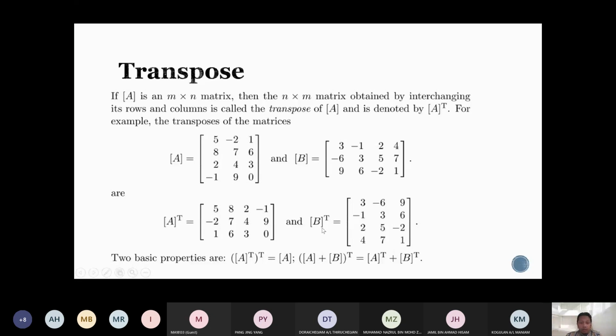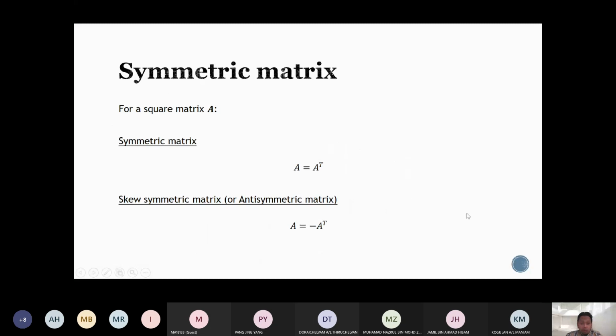Two important properties for transpose: if you transpose a matrix 2 times, like A transpose and then transpose again, you get the same original matrix A. And then transpose can be expanded. If you have A plus B transpose, then you can transpose each of the matrices one by one, so A transpose plus B transpose.